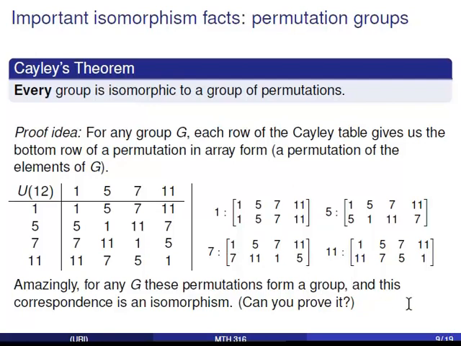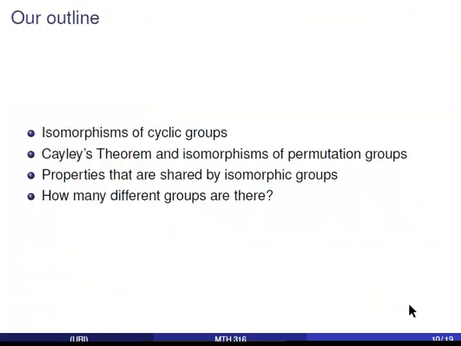Now, I would encourage you to prove this. We won't go through the proof details here, but think about how you would do this. Now, that is Cayley's theorem. It's an important theorem. Please remember it. Every group is isomorphic to a group of permutations. We're not saying that it's isomorphic to the full symmetric group of permutations. We're just saying that there is a collection of permutations out there that form a group isomorphic to the group that we are interested in.